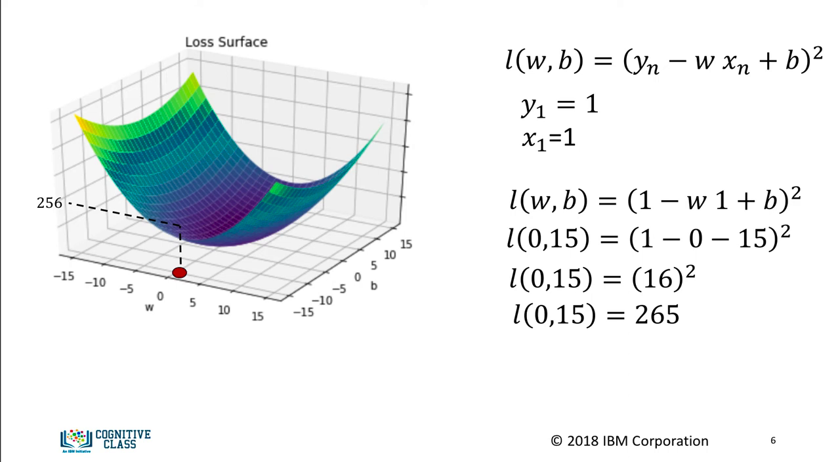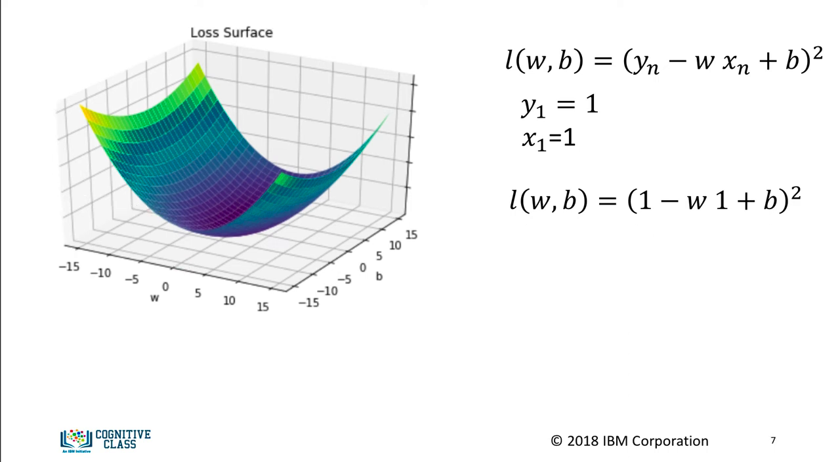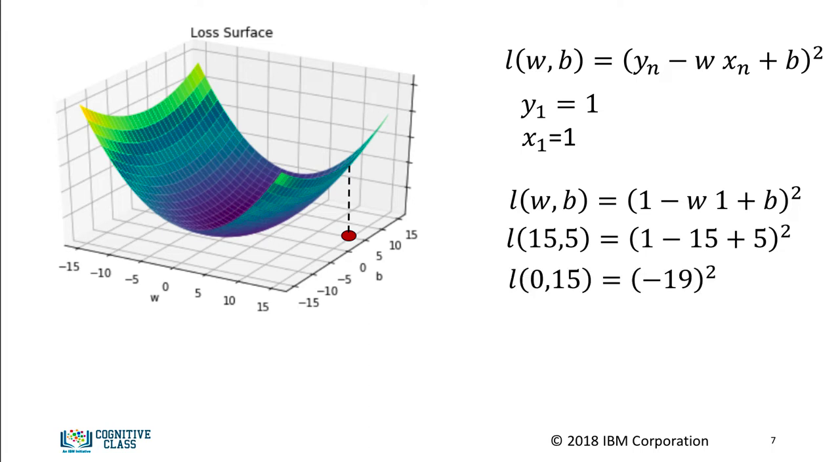This is represented by the point on the surface, i.e. the height. Let's try another two parameter values. We try a parameter value of 15 for the slope and 5 for the bias. The value equals 361. This is the point of the surface, also represented by the height.